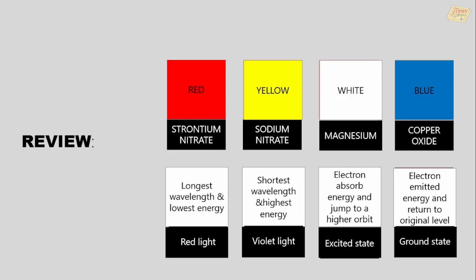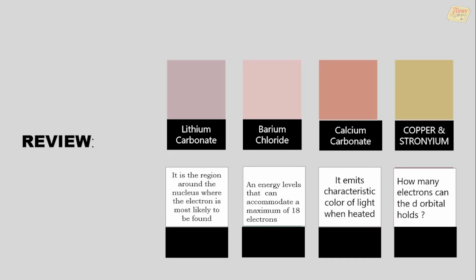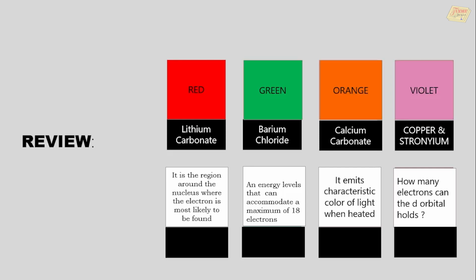Very good. Another one. What are the colors produced of the following metal salts? Lithium carbonate, barium chloride, calcium carbonate, copper, and strontium. The answers are... very good.